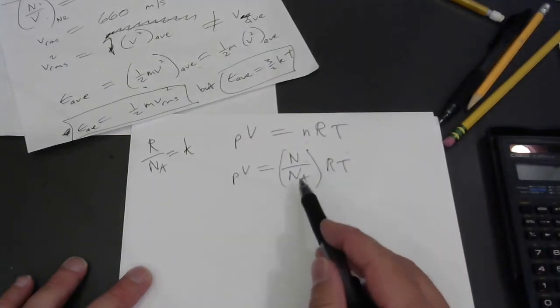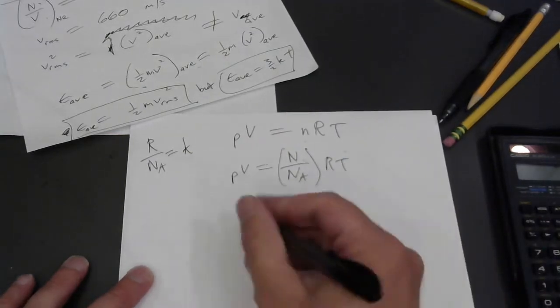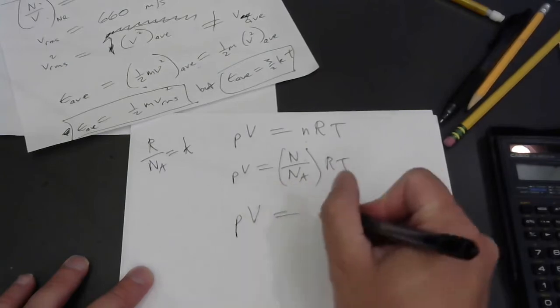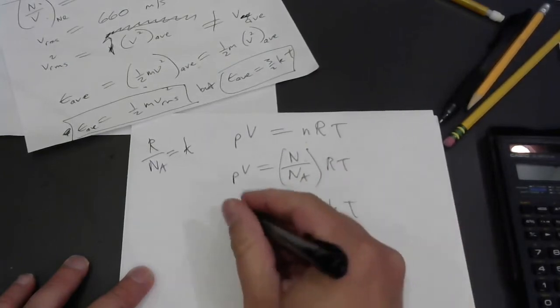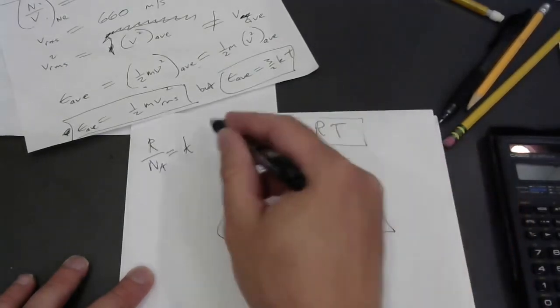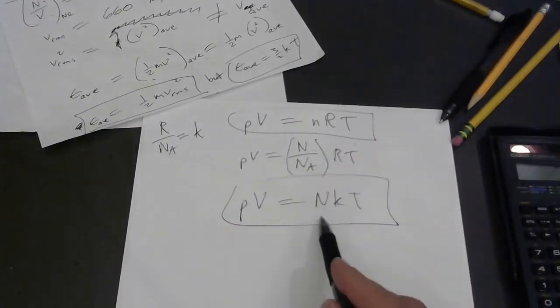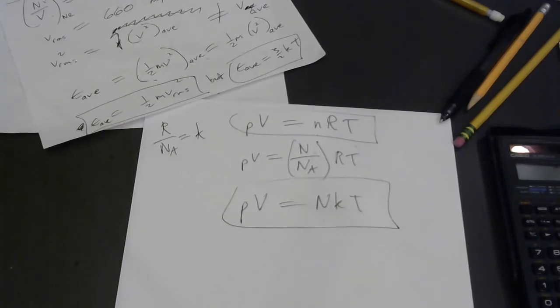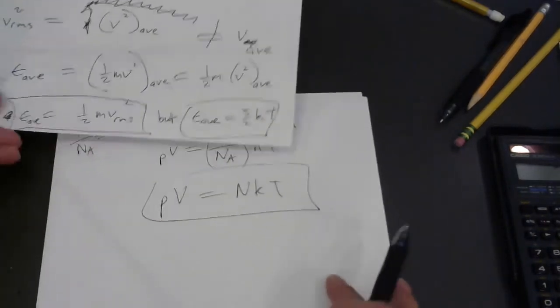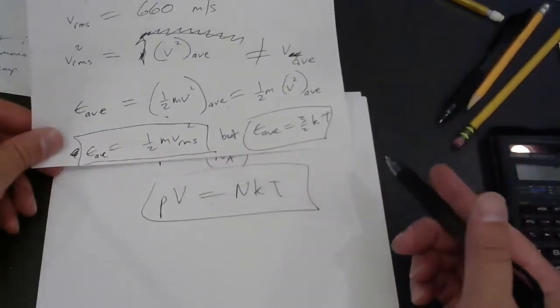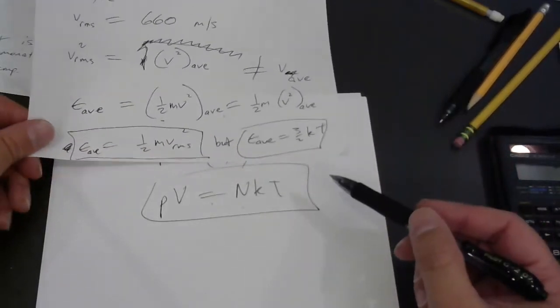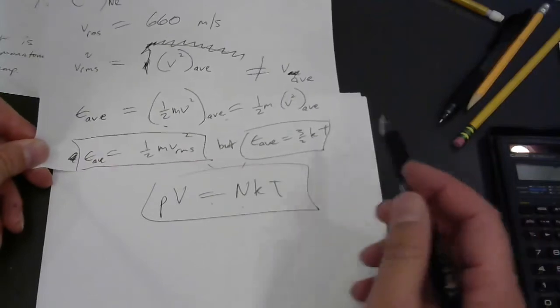So R over NA, that is K. So the other way to write the ideal gas law would be NKT. Same equation. This is the molar version, and this is in terms of the total number of particles. You should really know both of them. So here is how I connect these two. It helps me cope with memorizing everything because I'm not actually necessarily memorizing everything.